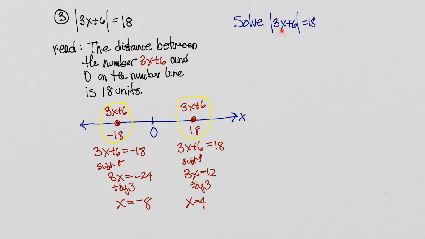So should we be asked to solve this equation, here's what we do. We're going to read it and just write what we read. Write: the distance between the number, what you see inside, 3x plus 6, and 0 on the number line is 18 units. We'll draw the number line, locate our 3x plus 6 to the right and to the left, and then we'll solve those two equations. And doing so here, we get that x could be negative 8 or positive 4.